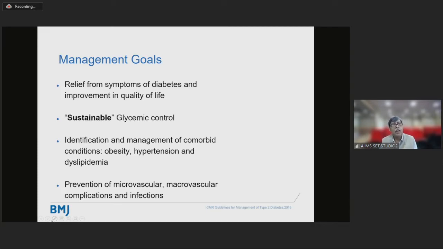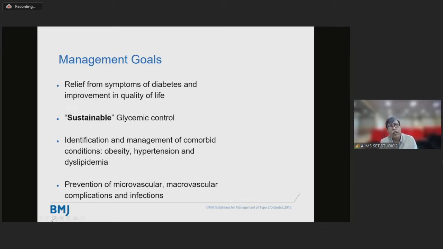We need to manage comorbid conditions, which could be obesity, hypertension, and dyslipidemia. However, I will not be alluding to those during my talk today. I'm going to talk about glucose management. And of course, the key overarching goal is to prevent vascular complications, whether micro or macro, and prevent infections.